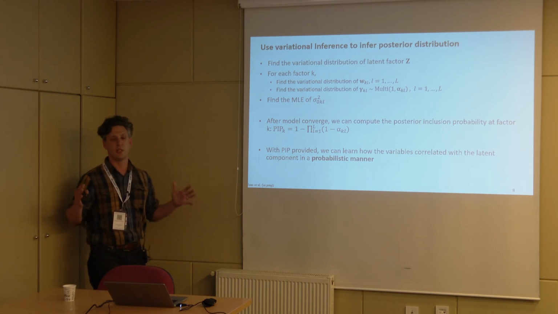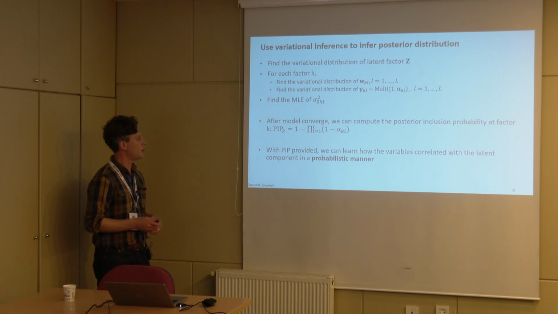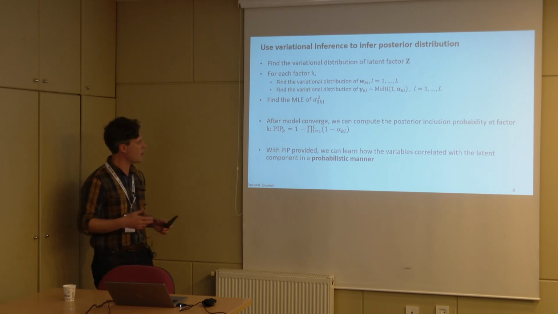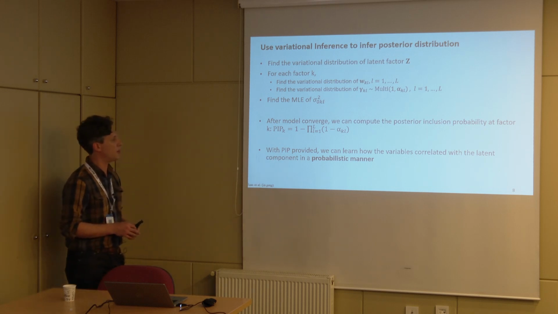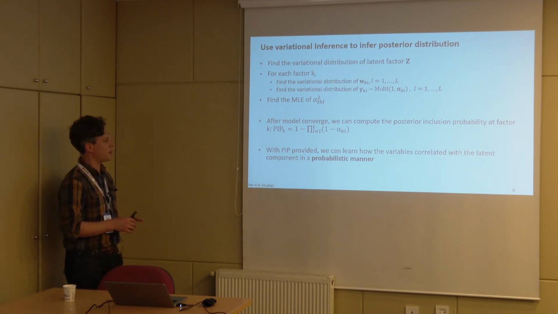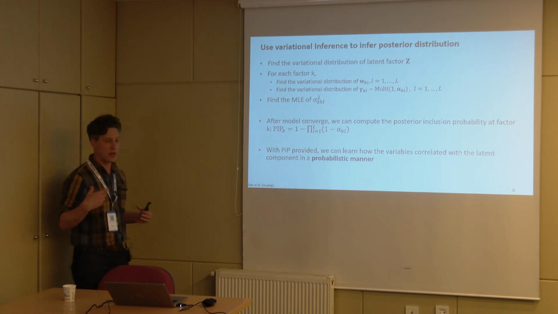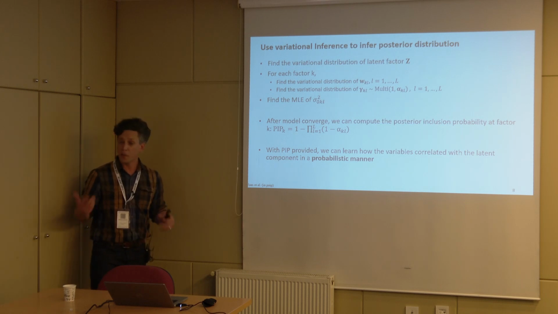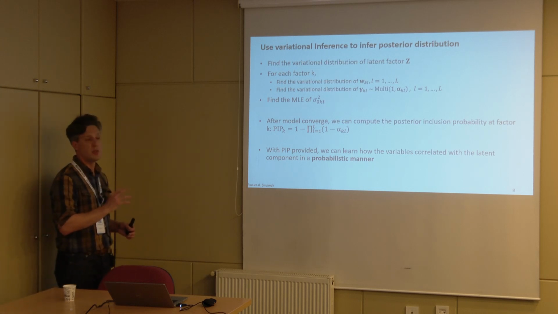You do that for everything, and then once that's been done, you go back and do an additional kind of maximum likelihood step. And so once the model converges, we can also compute this notion of a posterior inclusion probability for each latent representation. And what this provides us is a way to quantify the uncertainty, or the probability, that some feature is captured by that particular latent factor, right? And so I think this is the key benefit of using a tool like this.